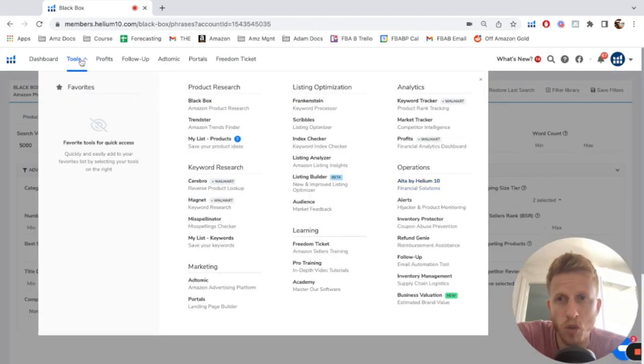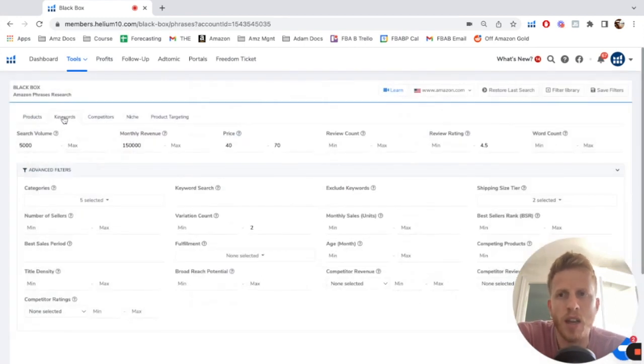So what we're going to do is go to tools, and then we're going to go to Black Box. But what I'm going to do a little bit differently, that I don't see a lot of people doing, is we're not going to do it based on products. What we're going to do is go to keywords.